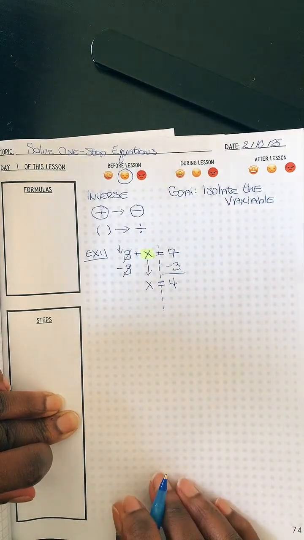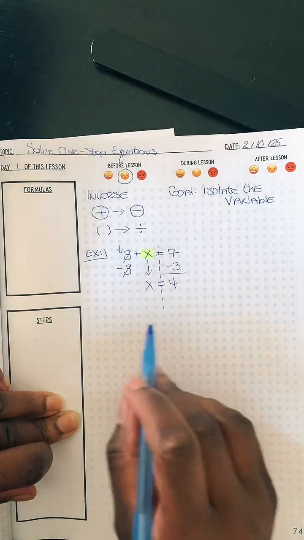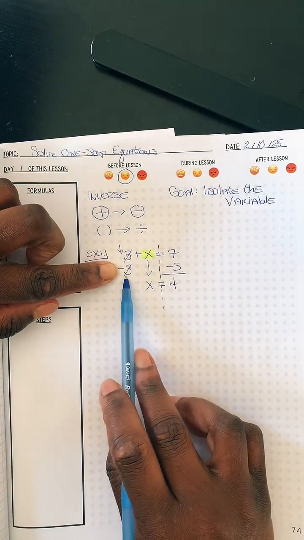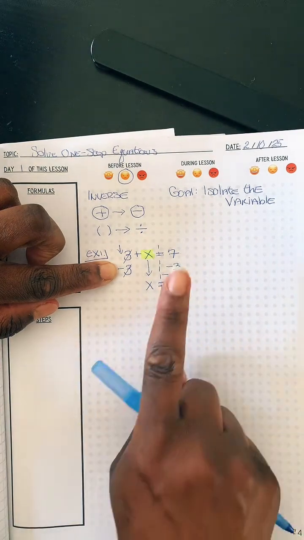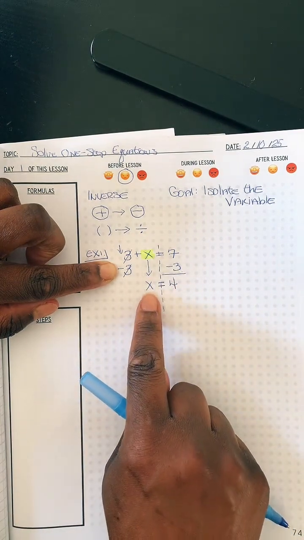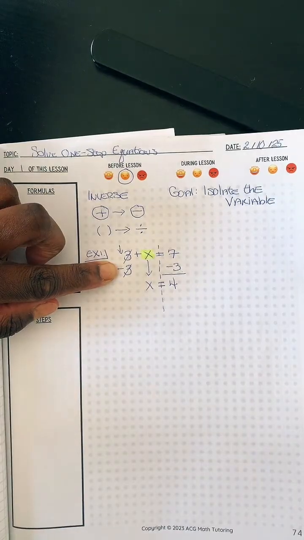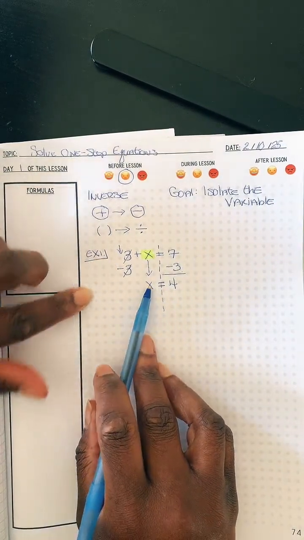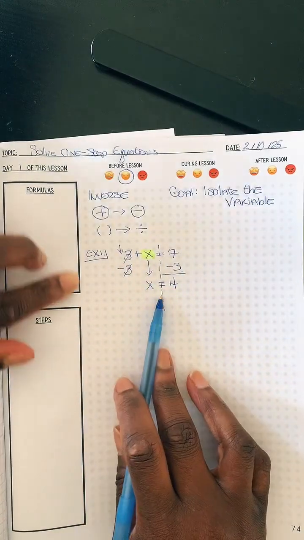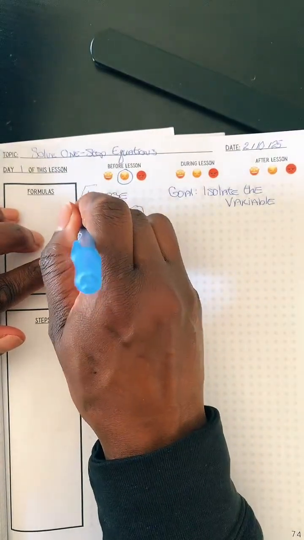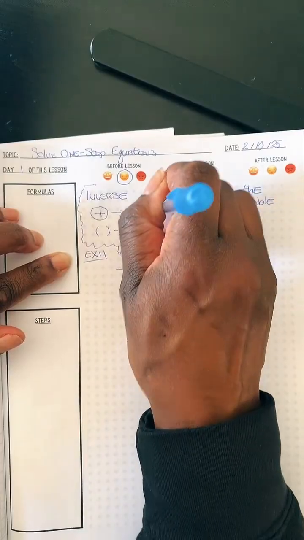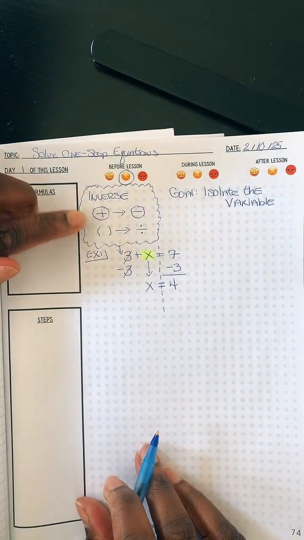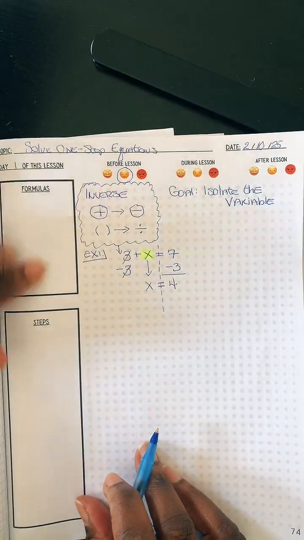A total of 4. The reason why they call this a one-step equation is because I'm just doing the inverse one time so I can get my x by itself. All right, so when we're doing these, we have to think of our inverses. This is vital. Okay, we have to remember the inverses.